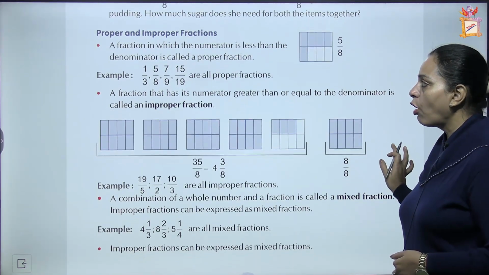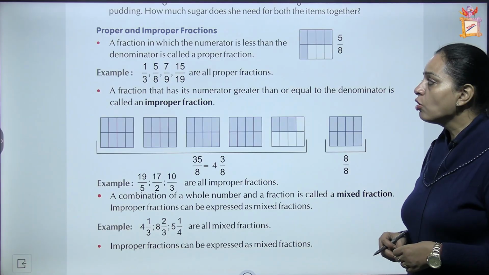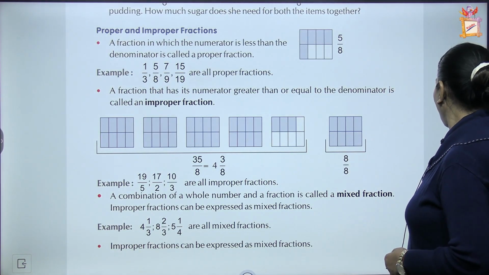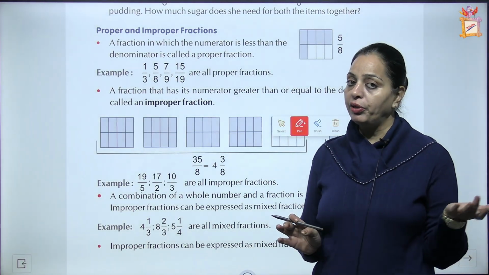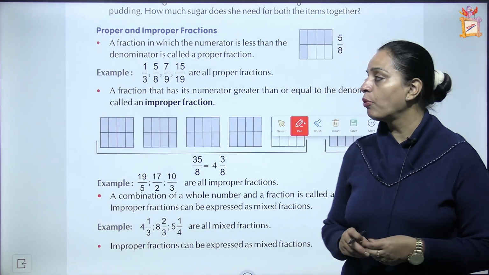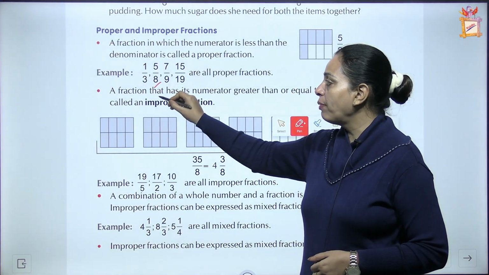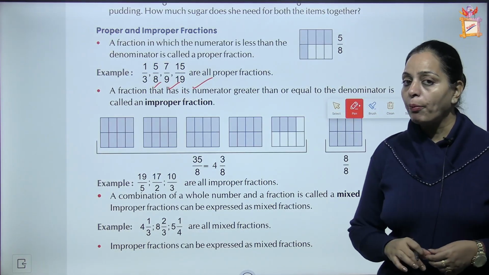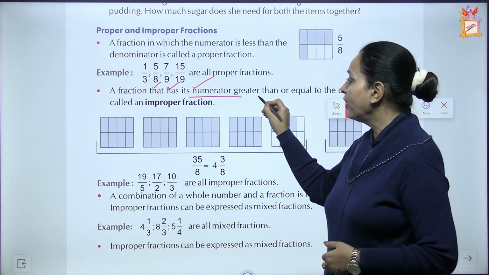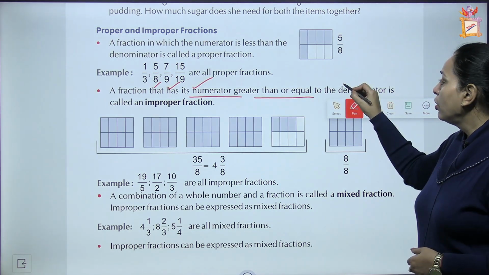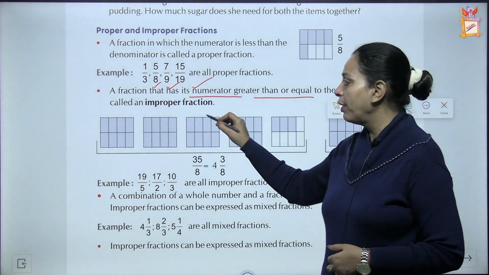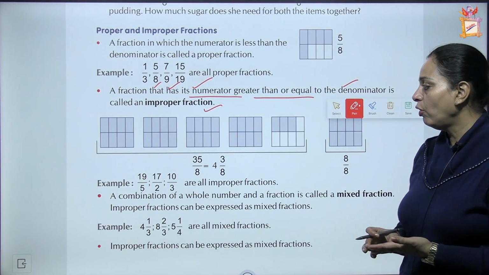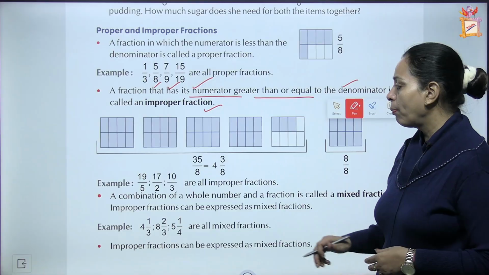Now we are talking about proper and improper fractions. So a fraction in which the numerator is less than the denominator is called a proper fraction. जब numerator denominator से छोटा होगा, that is the proper fraction. Like 1 by 3, 5 by 8, 7 by 9, 15 by 19. These all are proper fraction. And improper, a fraction that has its numerator greater than or equal to the denominator is called an improper fraction. जिसमें numerator या तो बड़ा होगा denominator से या उसके equal होगा. So that is an improper fraction.